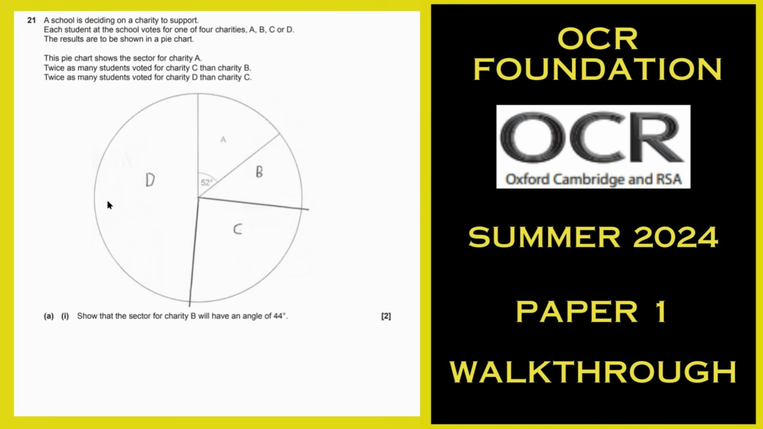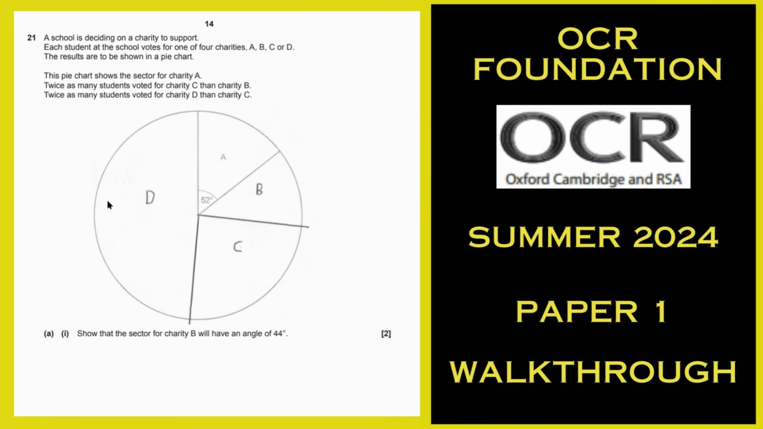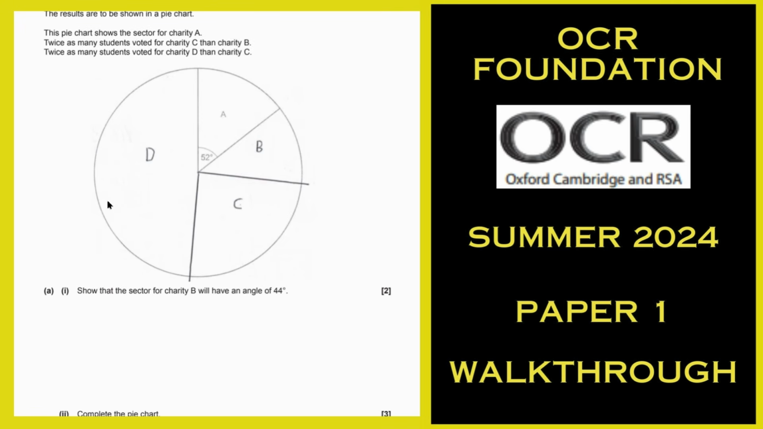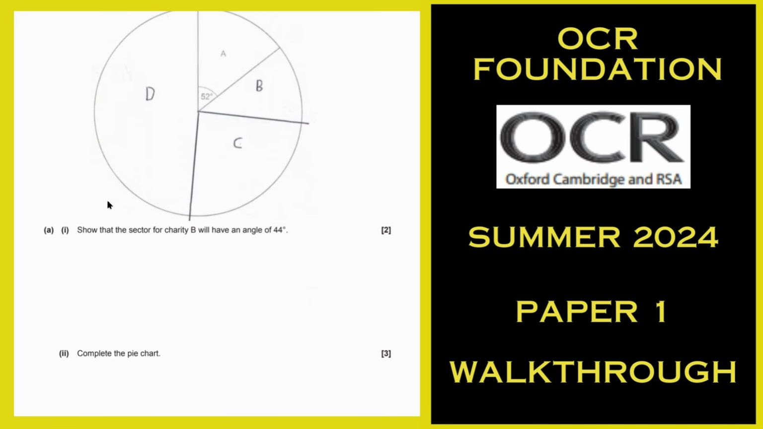I can't use a pie chart. I can't use a protractor on the screen. How did I go about it? Well, show that the sector for charity B... Well, you are told, and I always like to make a list. You've got the 4 charities. A has a 52-degree angle.